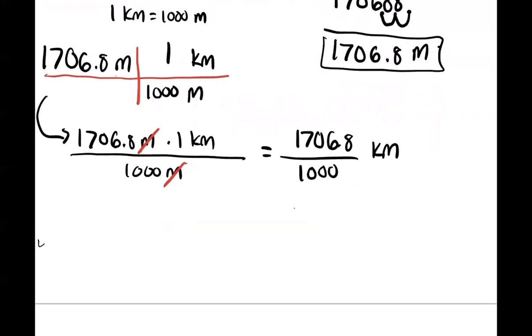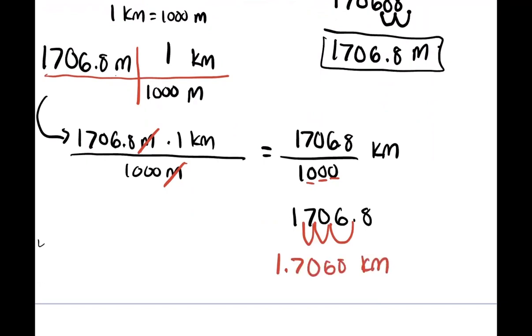And another way we can do that is 1706.8, and then we move the decimal the number of zeros, 1, 2, 3. So 1, 2, 3, 1.7068 kilometers. So that's the same way we can get the same answer.